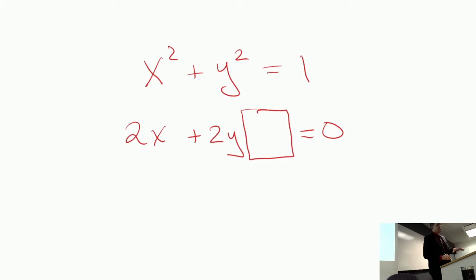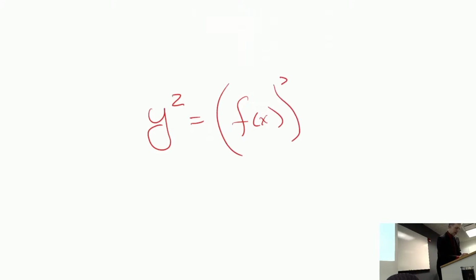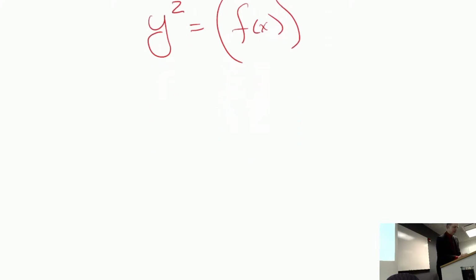So the box represents the fact that y is an implicitly defined function of x. And so this here, instead of writing it as y squared, think of it this way. Y squared is equal to some function of x squared. So when we think of it this way, let me just go one more step and get rid of the y.